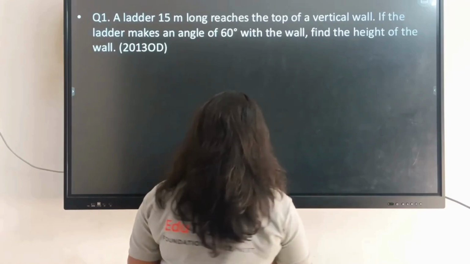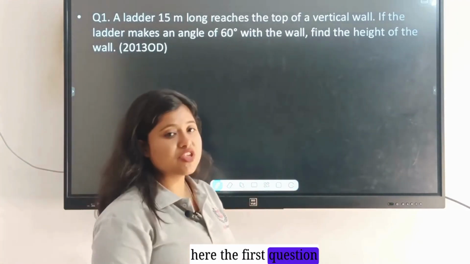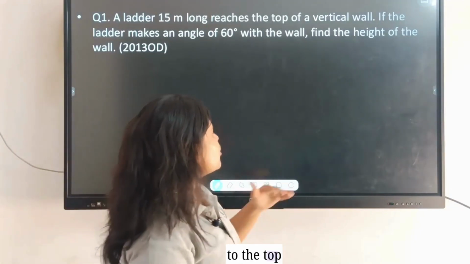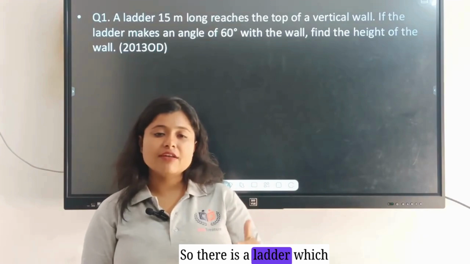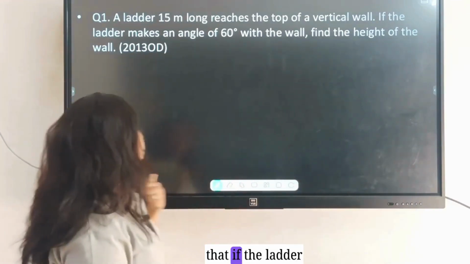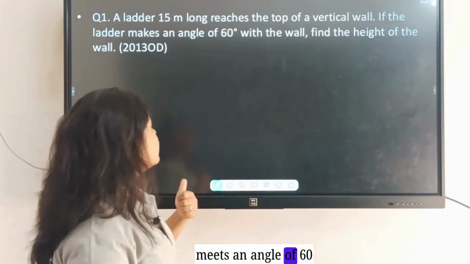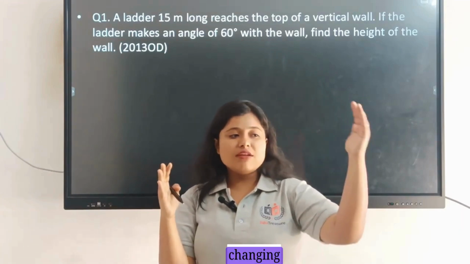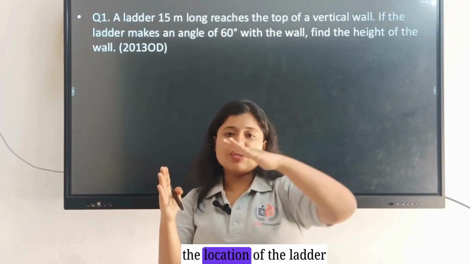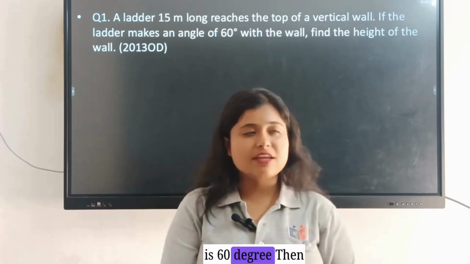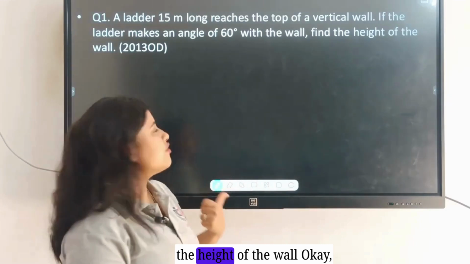Okay. So the first question we have is: a ladder 15-meter long reaches to the top of a vertical wall. So there is a ladder which you have placed on a vertical wall, such that the ladder makes an angle of 60 degree with the wall. When you change the location of the ladder, the angle which is created is 60 degree. Then we have to find the height of the wall.